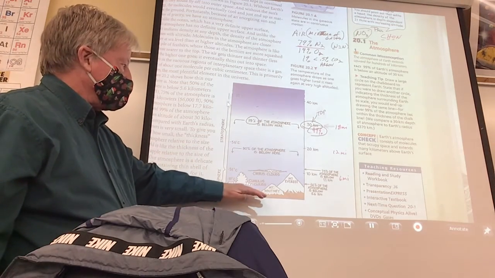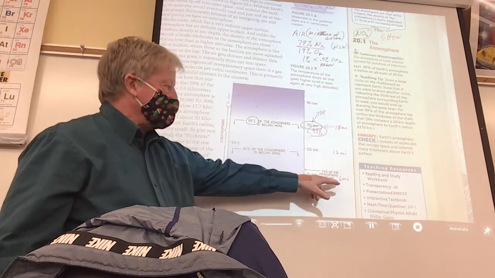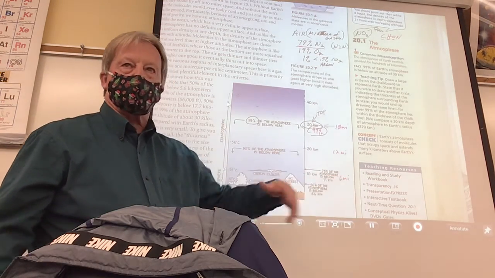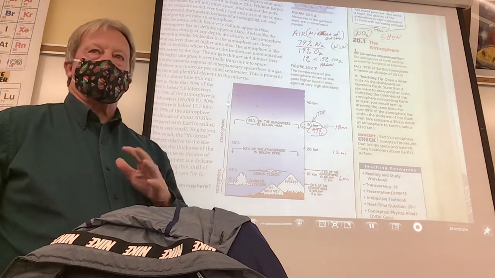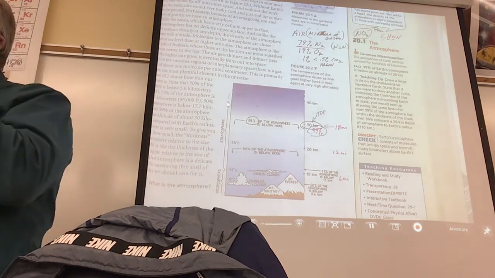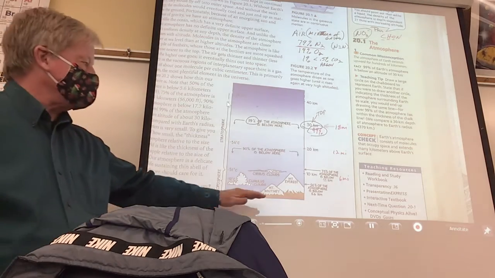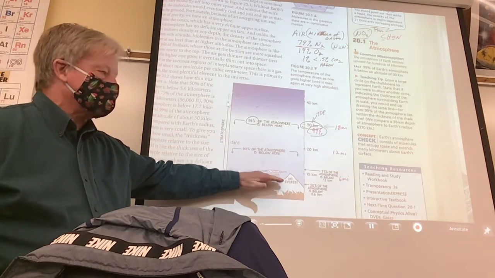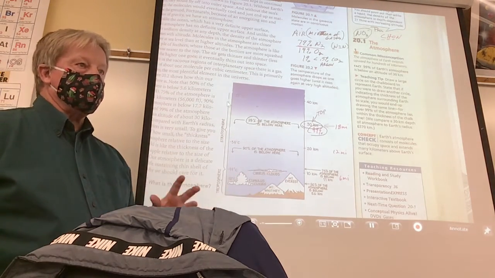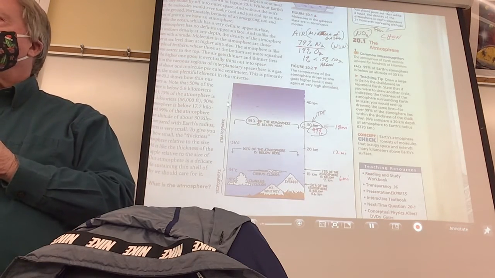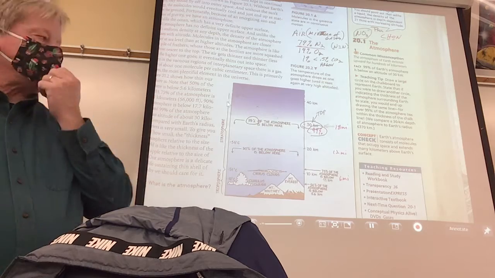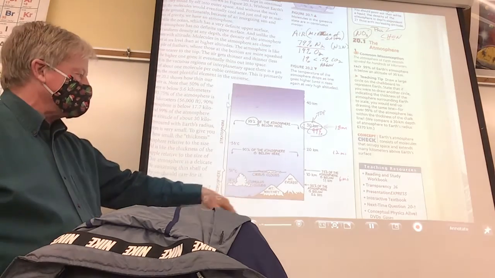These are in kilometers, but I went ahead and converted it to miles so it makes sense to you. Almost everything that has to do with weather, clouds and stuff like that, is going to happen in probably less than a 6-mile range. If you're up 5 miles, you are way, way up. You're even above the clouds and everything. So most of your weather is taking place down here.